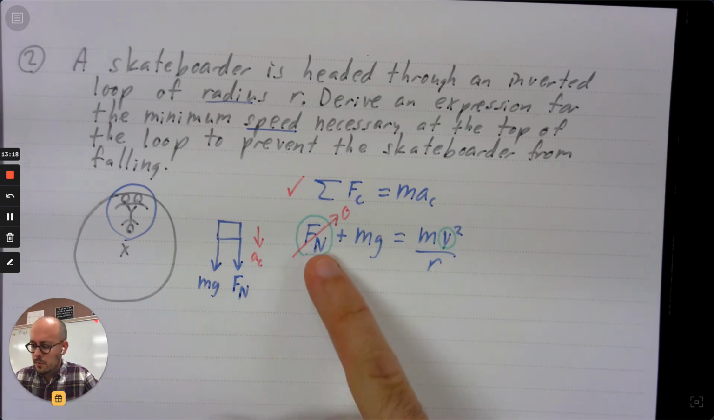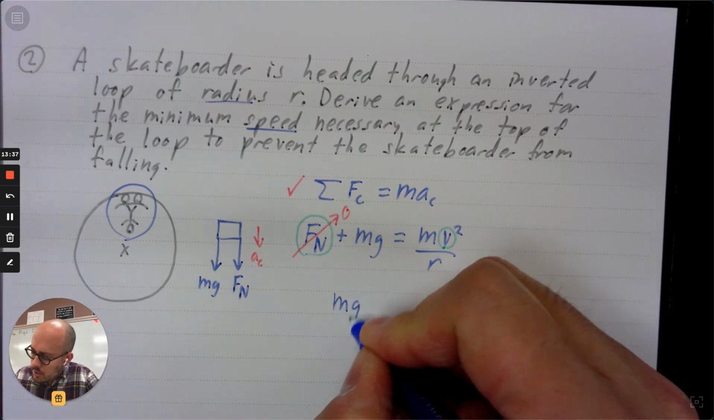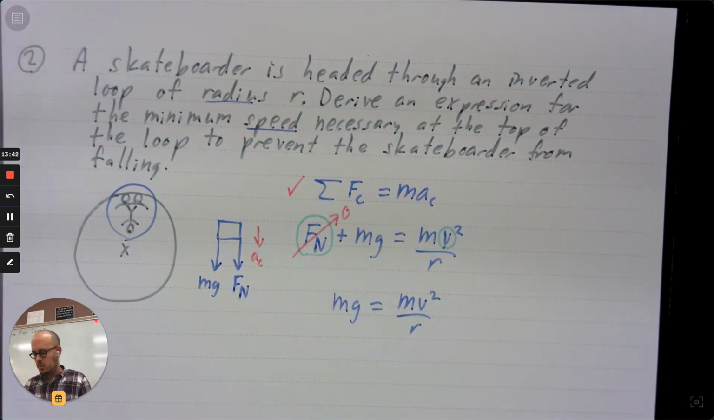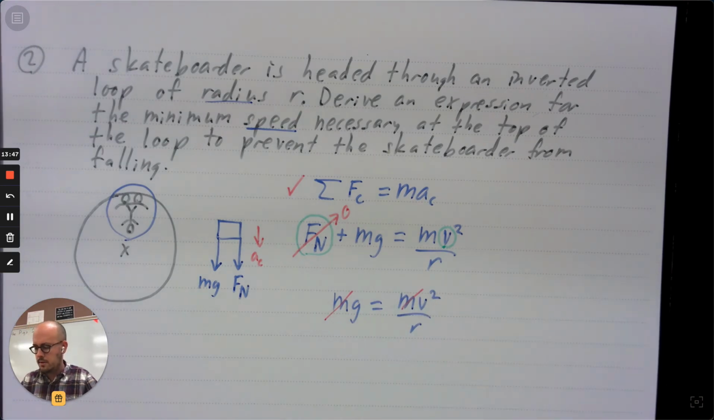If we set the normal force equal to zero, that is the moment that the skateboarder actually starts to lose contact with the loop. That's our magic moment. That is going to show us what the minimum speed would need to be in order for the skateboarder to not fall. So our equation becomes mg equals mv squared over r. What you are going to notice is that the mass can be divided out of this equation, and we get g equals v squared over r.